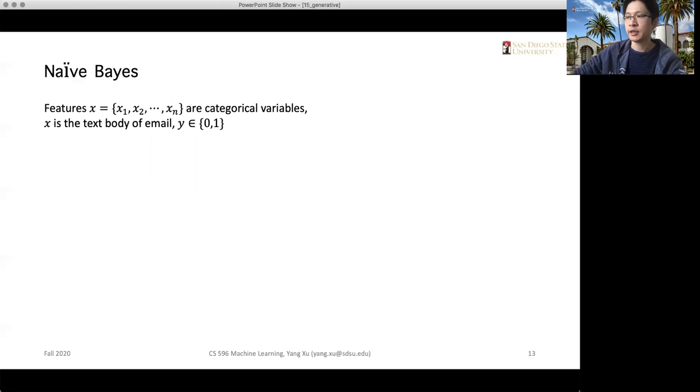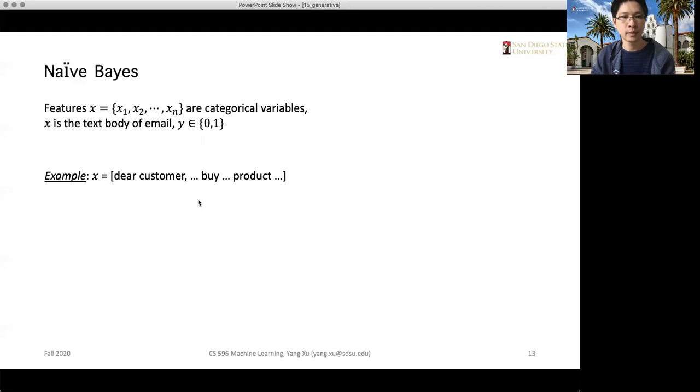So a typical naive Bayesian model will consider all the features as categorical variables. Say in the spam mail classification task, the X is the text body. So X1 to XN are the N words in an email. And the label is also binary, either 0 or 1. So for example, if we have an email that looks like this, like dear customer, blah, blah, blah, there's a buy here, products there, okay?